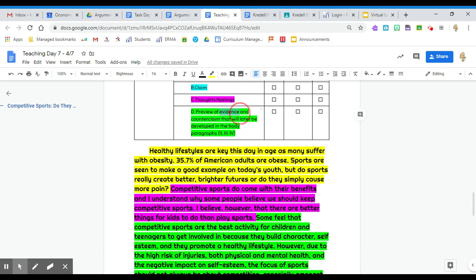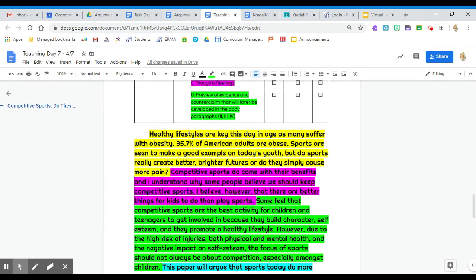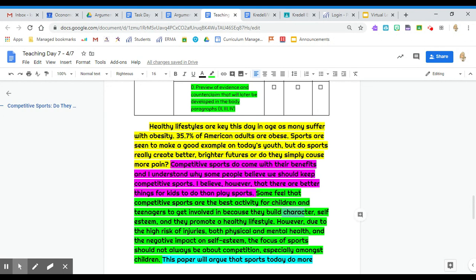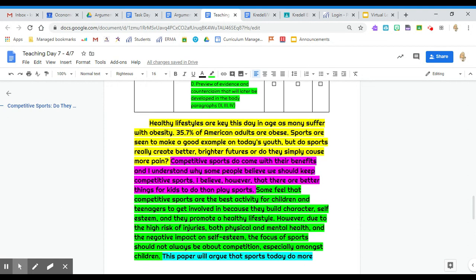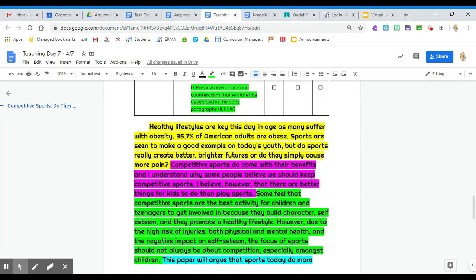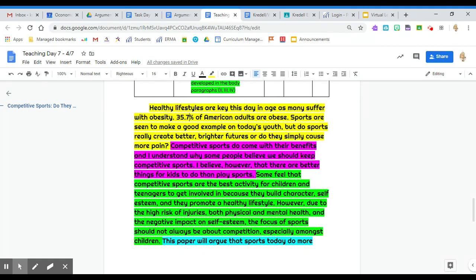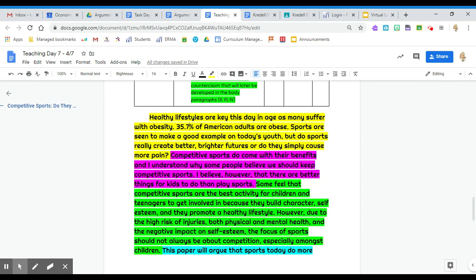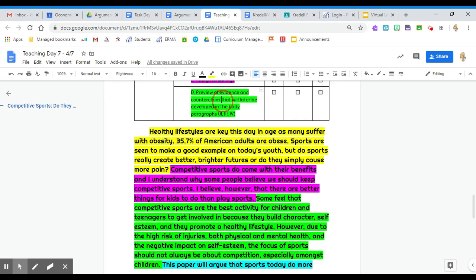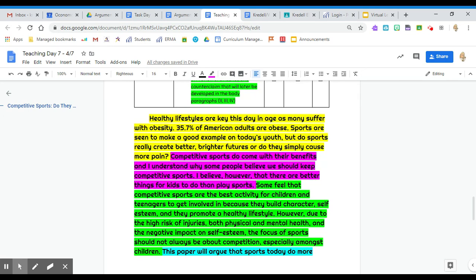So this is going to be my evidence that I'm going to present. I'm going to present that it builds character, that there's a high risk of injury, physical, mental, negative impact on self-esteem, shouldn't be around competition. But then I also talked about my counterclaim, right? What the other side believes. So some feel that competitive sports are the best activity for children to get involved with because they build character, self-esteem, and promote a healthy lifestyle, right? This is what the other side thinks. That's the counterclaim. But then I came back and said, this is the evidence that I'm going to argue.